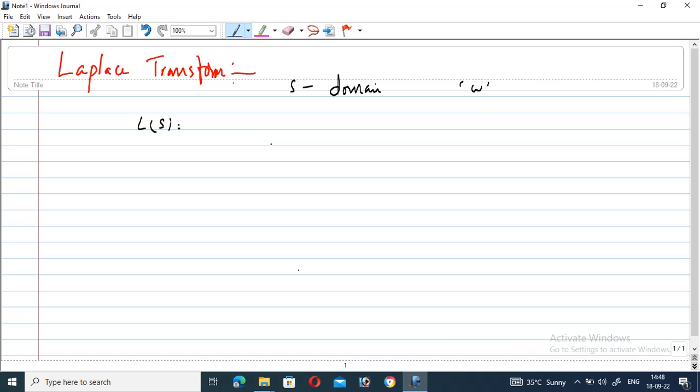Let us see the general formula for the Laplace transform. I will write it as the integral from minus infinity to infinity of x of t into e power minus st dt. This is the Laplace transform formula.